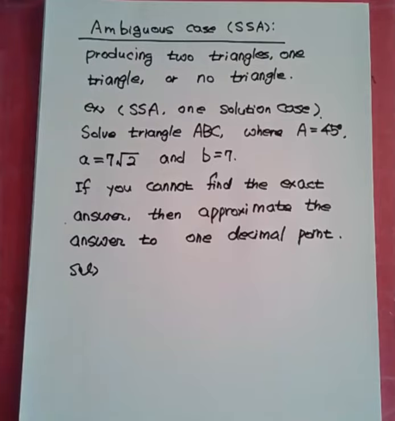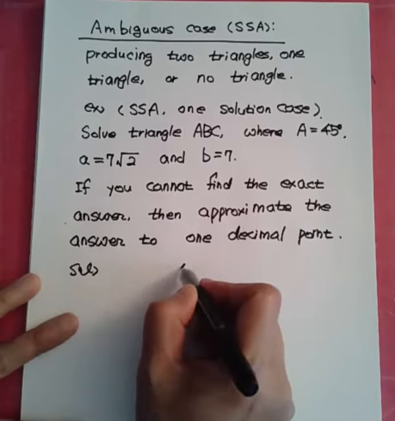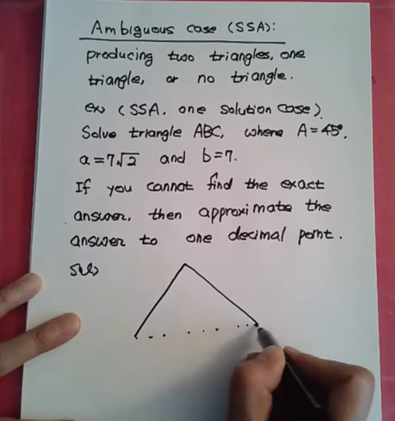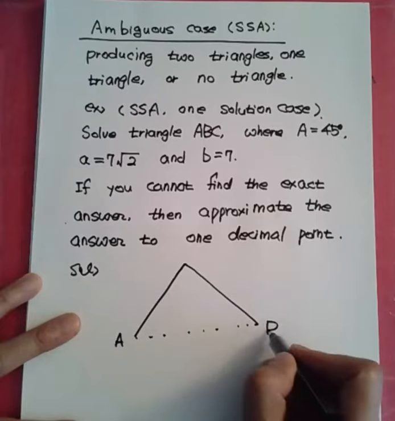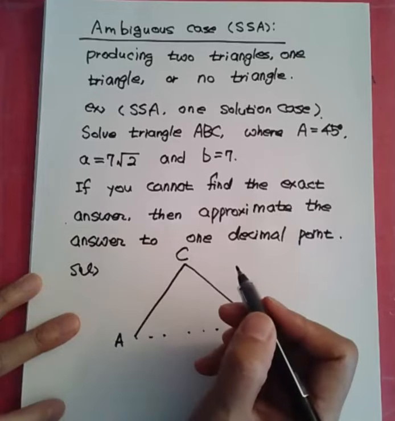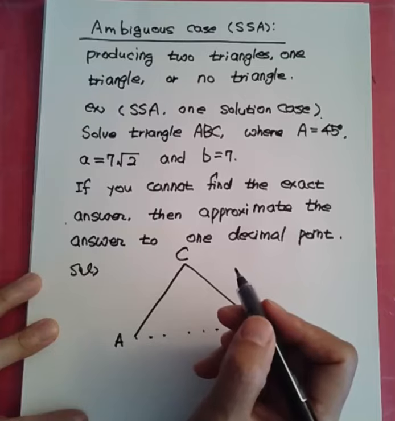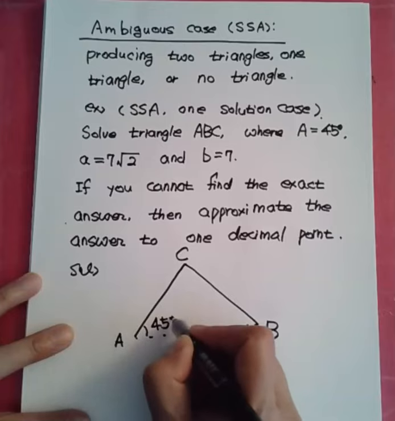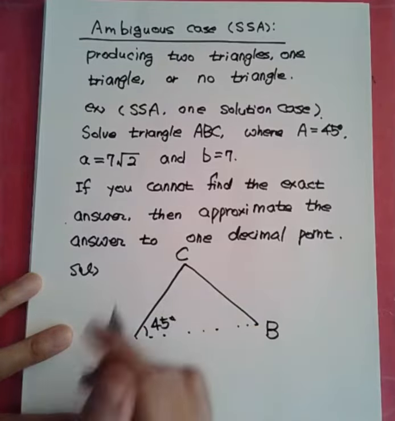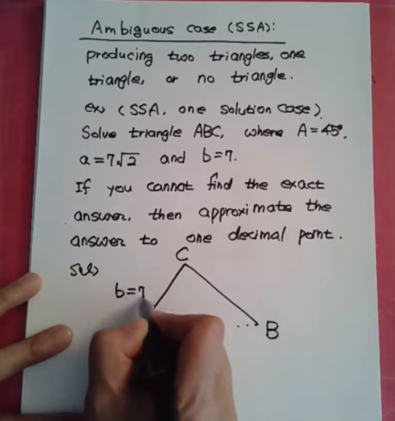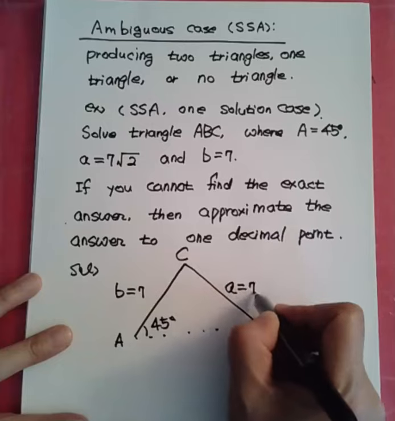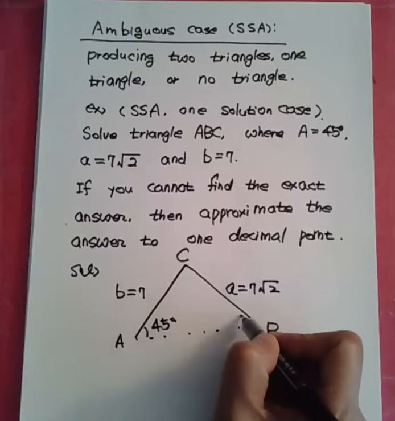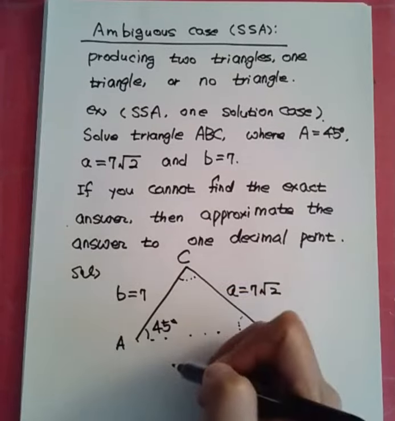Let's assume that there is a triangle and just visualize the information we have. This is angle A, this is angle B, this is angle C. The angle A is given as 45 degrees, and side length B is 7. The side length A is 7 square root of 2. So we don't know angle B, angle C, and side length C.